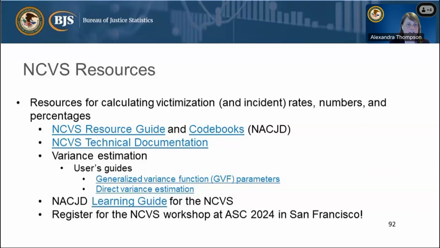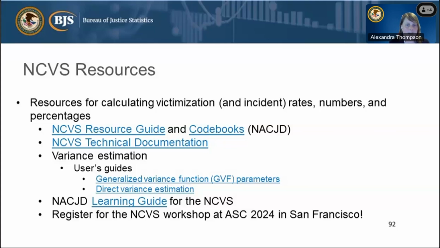We also have a number of NCVS resources, since we know it can be a little confusing or sometimes hard to grasp at the beginning, but we've got some resource guides, code books, technical documentation. We also have users' guides for calculating standard errors, since we are a household-based sample survey, both through generalized variance functions and direct variance estimation.